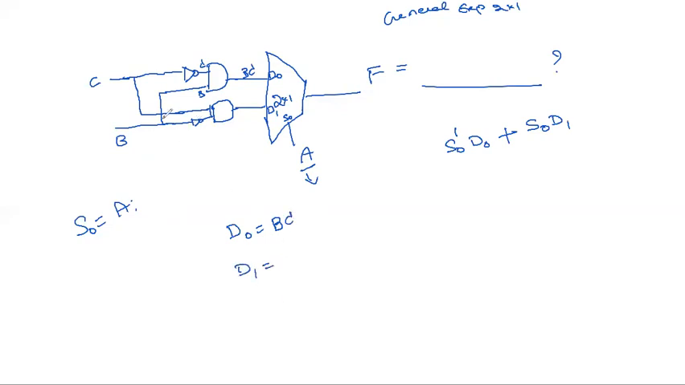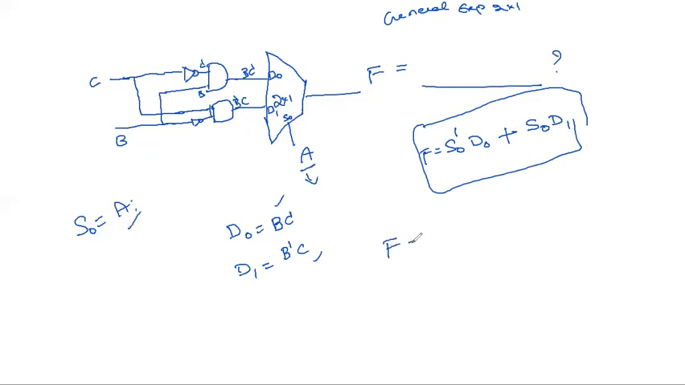D1 is C B bar, so B bar C. D1 is B bar C, right? A, B C bar, B bar C. So substitute all these values in this expression F. So I am substituting here now. See, F is equal to A bar B C bar plus A B bar C.